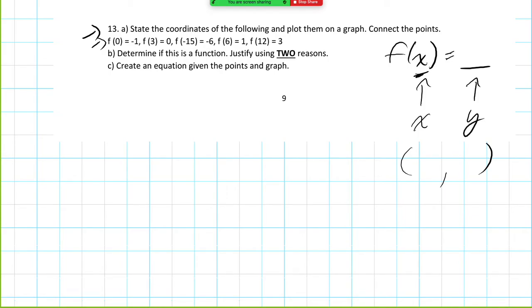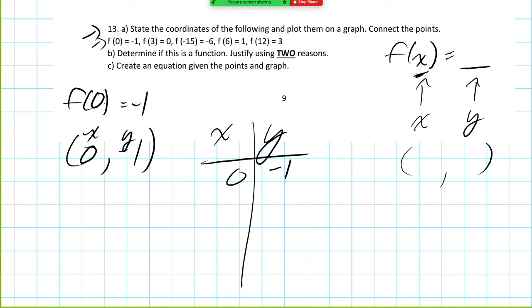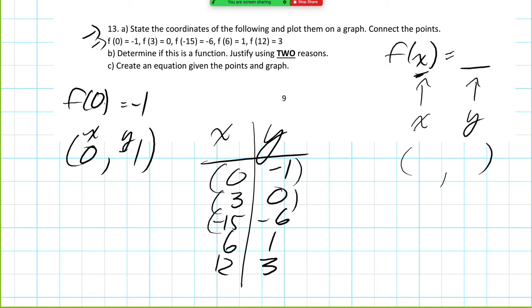So in the very first example, we have f at 0 is equal to -1. That means our x value is 0 and our y value is -1. We could build a table that might be a little quicker for this. So we get 0, -1. When x is 3, we get 0. When x is -15, we get -6. When x is 6, we get 1, and when x is 12, we get 3. Each of these is a coordinate.